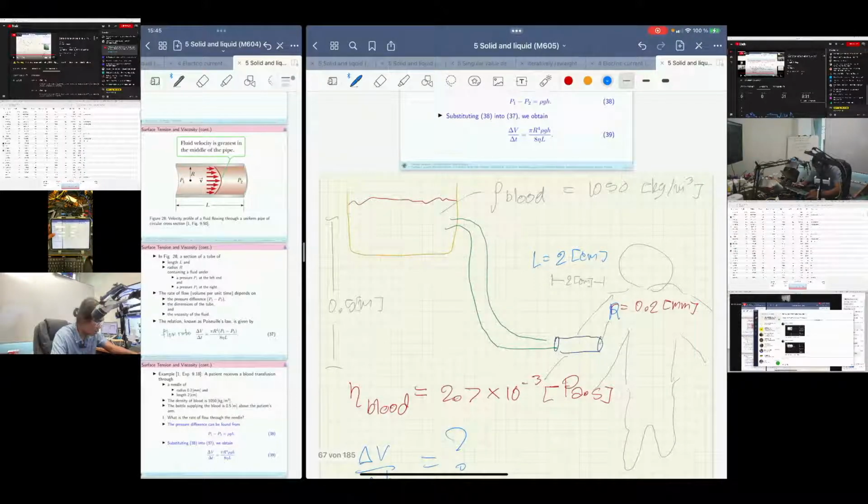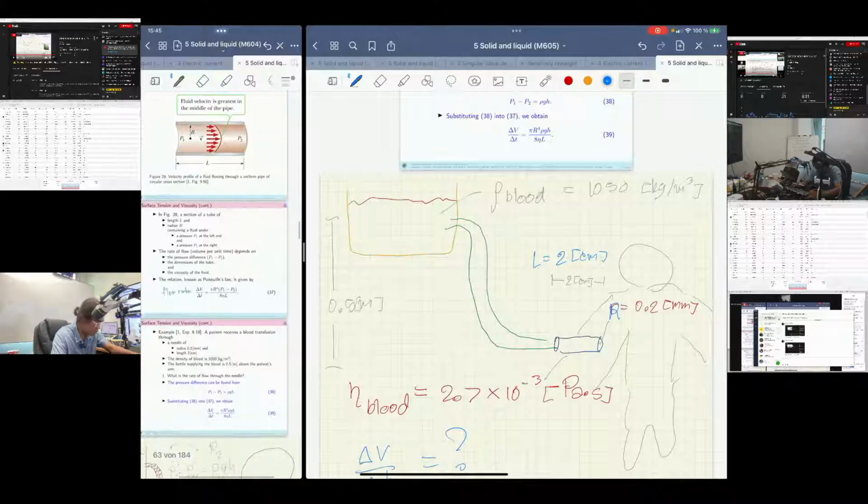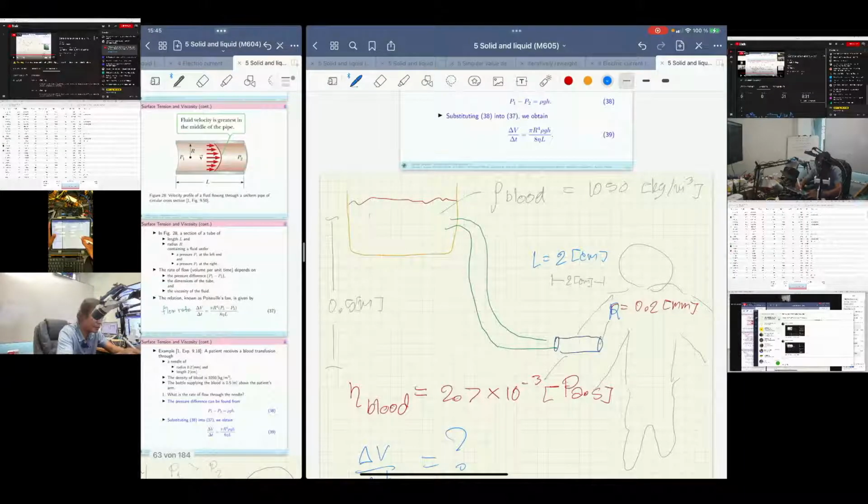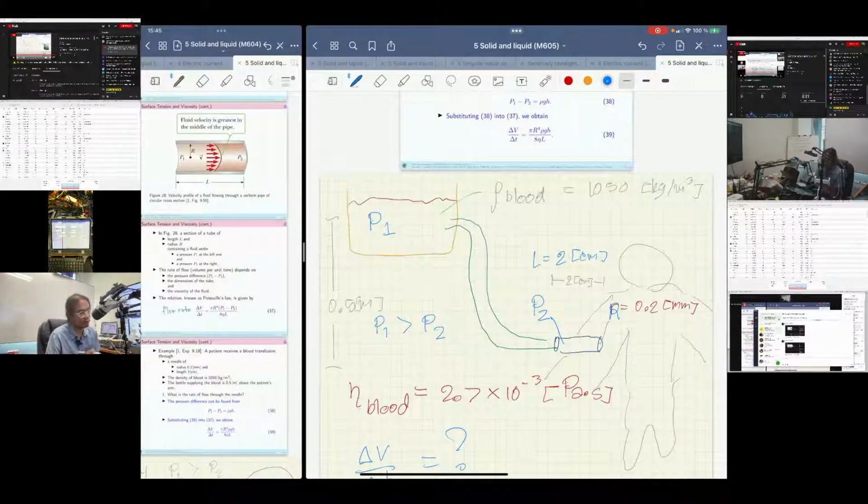And what else? P1 and P2. Here we have pressure P1, and here we have pressure P2. So what is the relationship between P1 and P2? We know that the fluid flows from this one to this location. It means P1 is greater than P2.